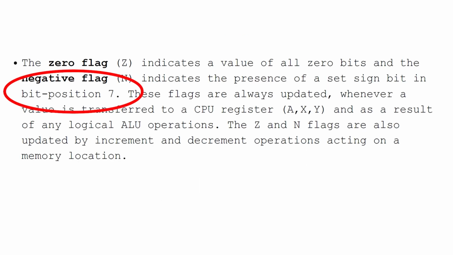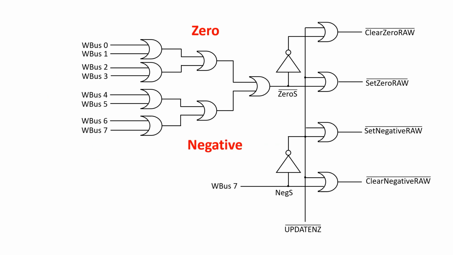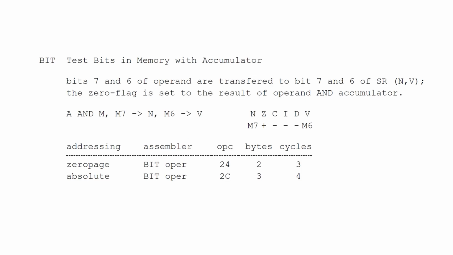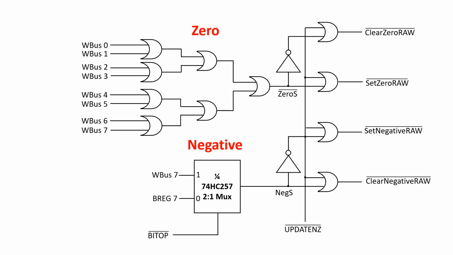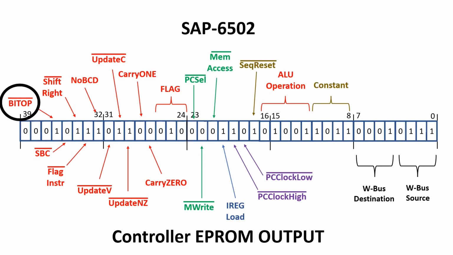Next is the negative flag, which is just normally connected up to bit 7 of the result. When using 2's complement, this tells us that the number's negative. Ideally, we could just use bit 7 from the W bus, gated by the update NZ signal, to generate the raw set or clear signal, which ultimately control the flip-flop storing the N flag. But there's a fly in the ointment with this as well. The bit instruction uses bit 7 from the input to control the negative flag rather than bit 7 from the output. We need another 2-to-1 multiplexer to choose between bit 7 from the W bus or bit 7 from the B register. This is under the control of the bit op signal, and no prizes for guessing where this comes from.